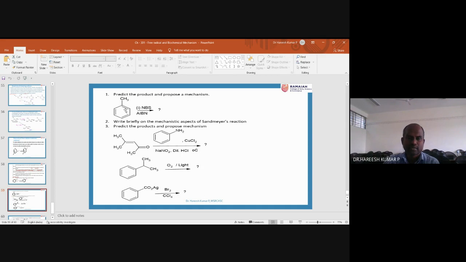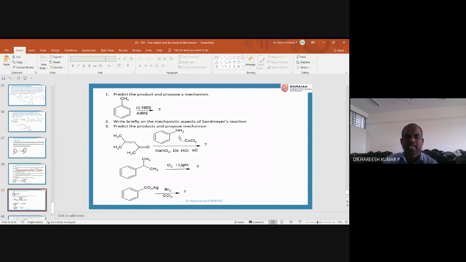Toluene is the substrate, and you need to identify where bromine will attack and what the product formed is. Then write briefly on the mechanistic aspects of Sandmeyer's reaction. It's a direct question. You can write the reaction as well as the mechanism and also one or two examples. And predict the product and propose a mechanism.